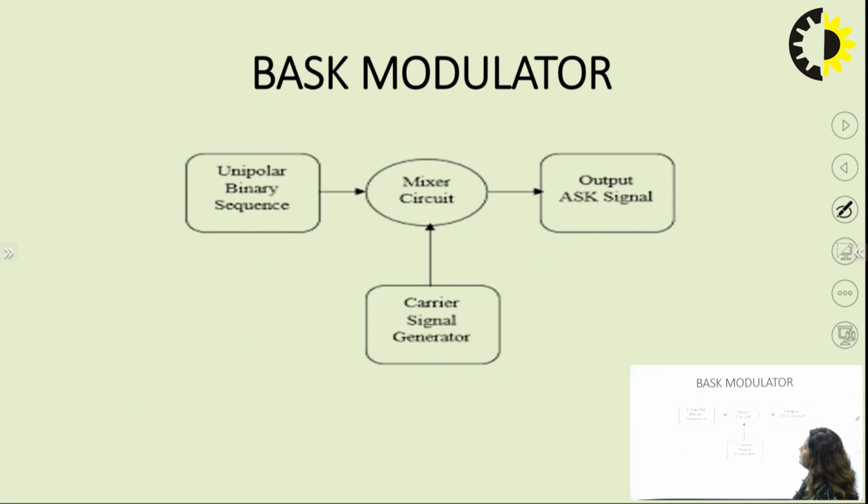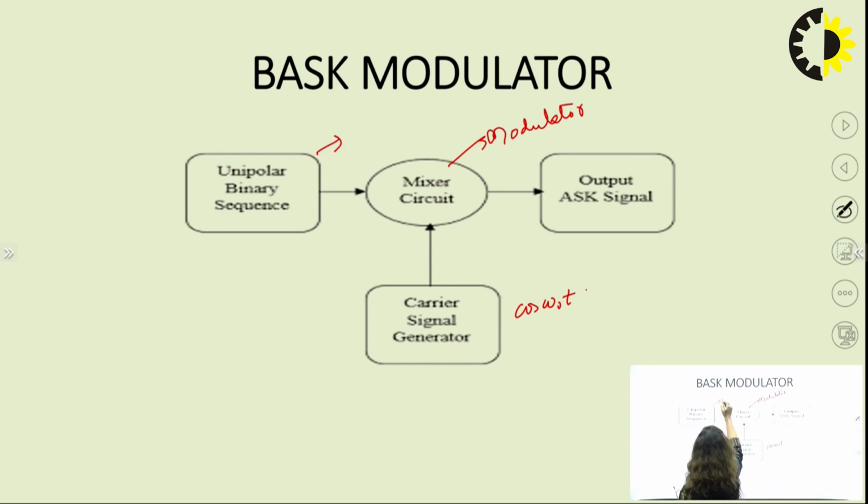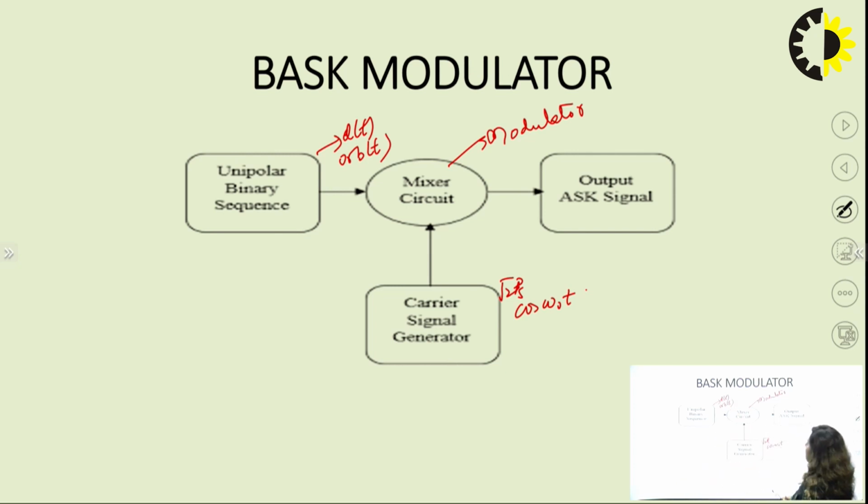Now coming to the BPSK modulator. In the BPSK modulator, as I have told you, a mixer circuit or a modulator is there. In the modulator, we have to give a unipolar binary sequence. Then there is a carrier signal, which is root 2 PS cos omega naught t, and the data is b(t). So b(t) times root 2 PS cos omega naught t gives our output.